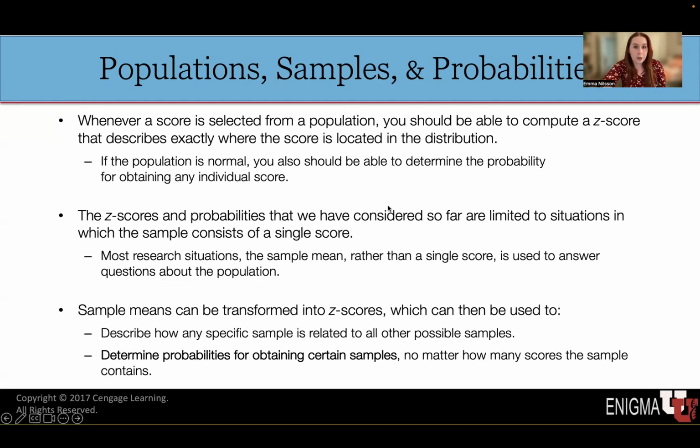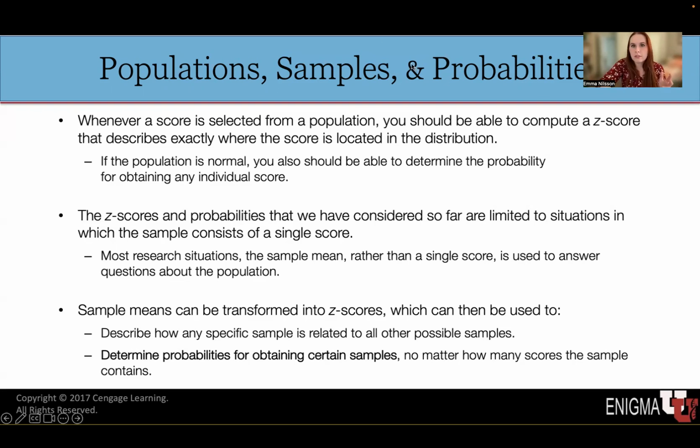Then we talked a little bit about, or we haven't talked about this, but I will establish for you that the z-scores and probabilities that we've talked about so far, we've mostly just been using z-scores to transform raw scores from a population or a sample. But in a lot of research situations, more often we are going to use the sample mean, not actually just a raw score from the sample, to tell us about the population that it comes from.